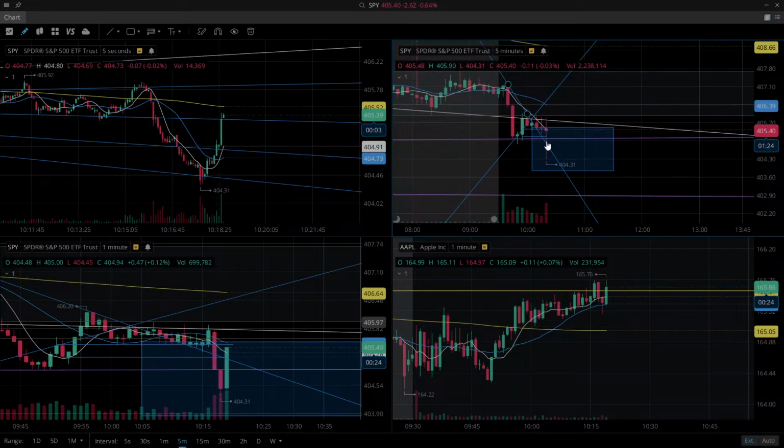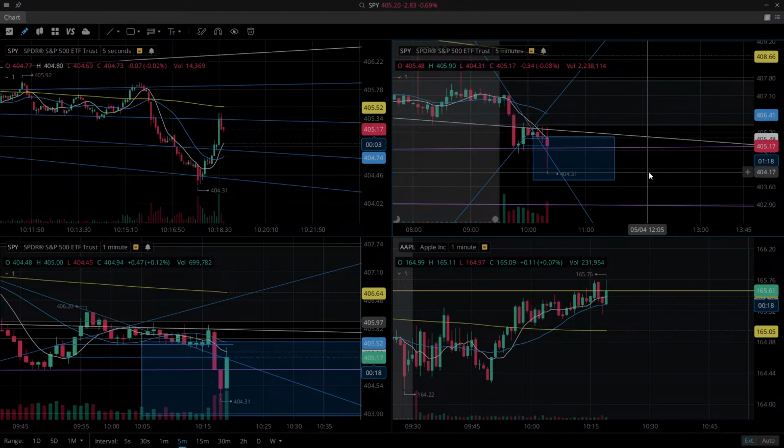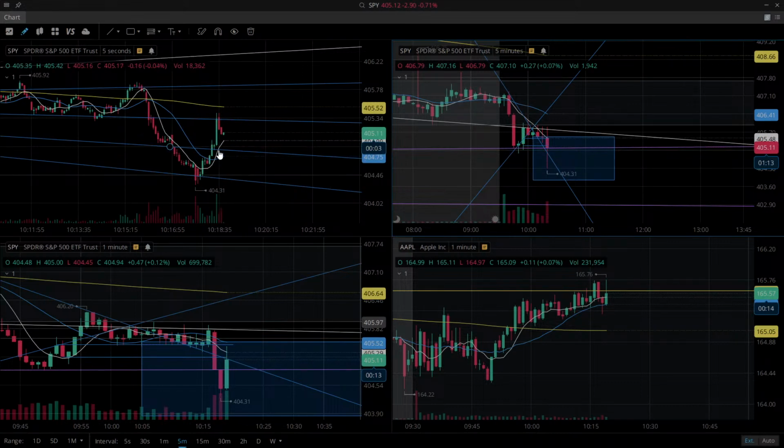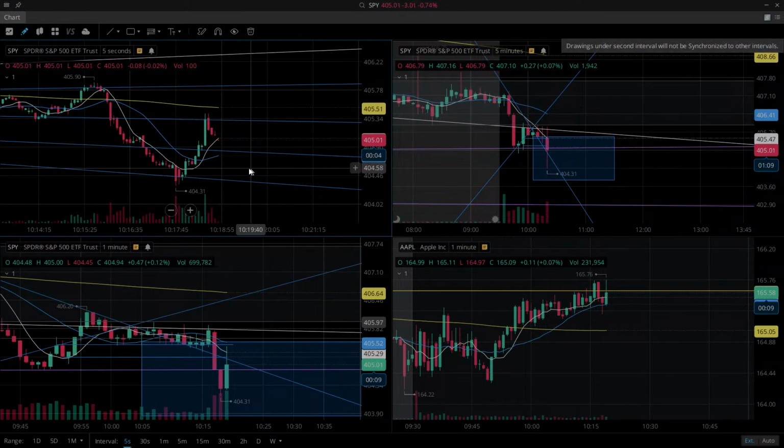That was a hell of a fake out. It found liquidity right in this measured move box. Didn't even hit the bottom of it. But look, the fan line was dead on. What a bounce, right?